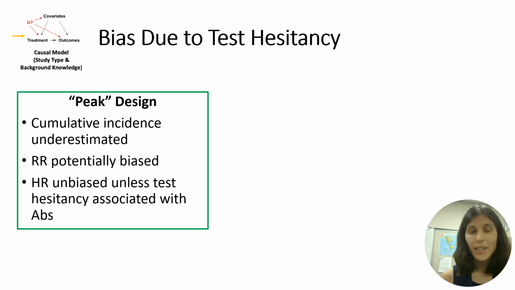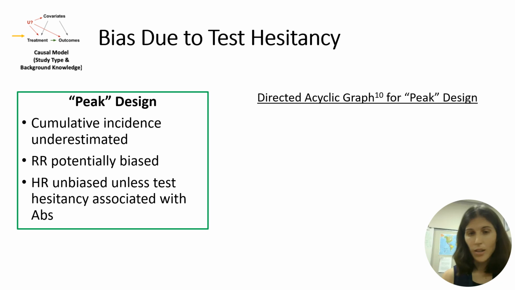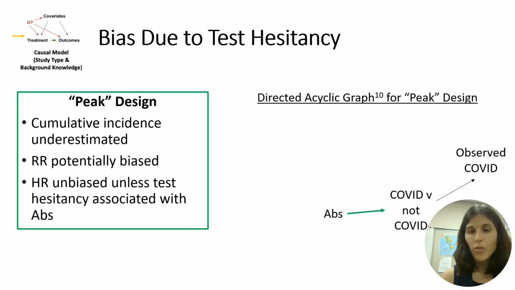Well, to evaluate that, we are going to develop a causal model using a directed acyclic graph for this peak design. Recall that we're interested in the association between antibodies and development of COVID, and we hope to observe who has COVID in this peak cohort. But because some patients might be hesitant to get tested, and we only observe COVID for those who get tested, we will only observe COVID for those who are not hesitant to get tested, and for those who are hesitant to get tested, we have to assume that they did not have the disease.